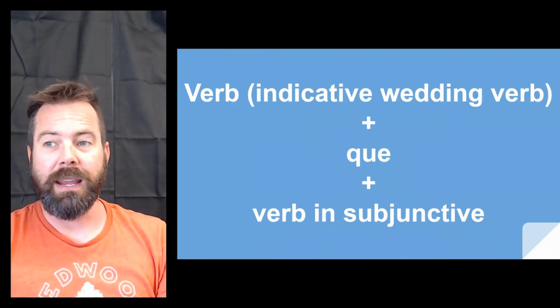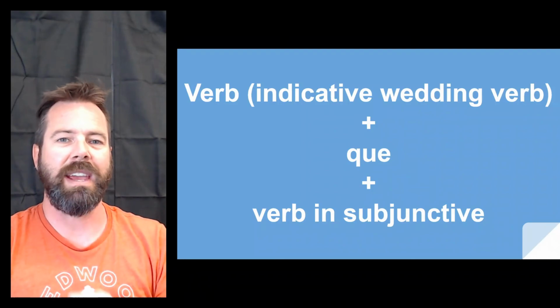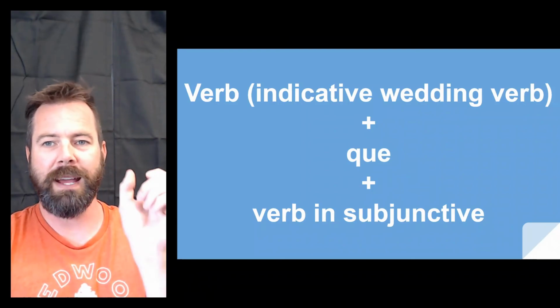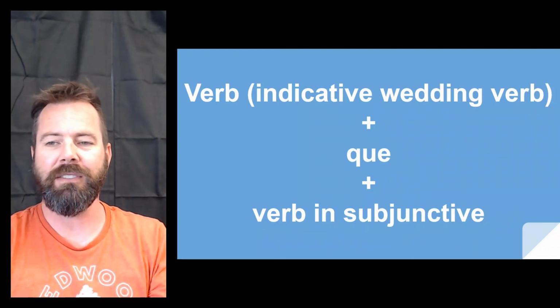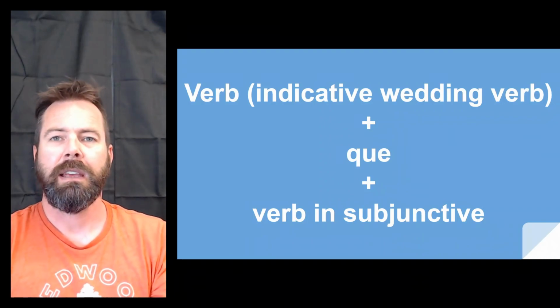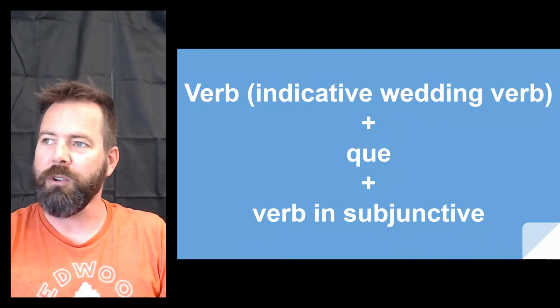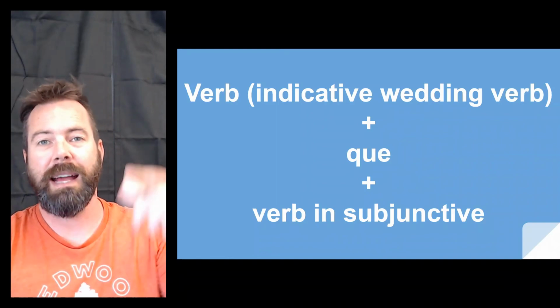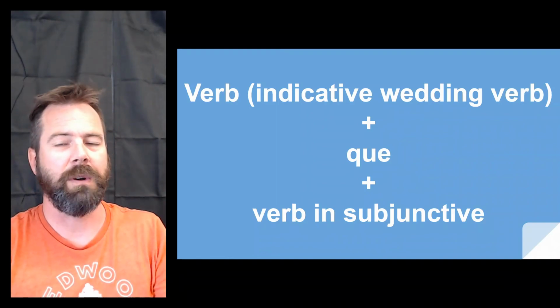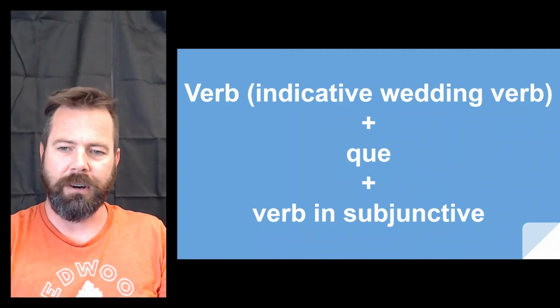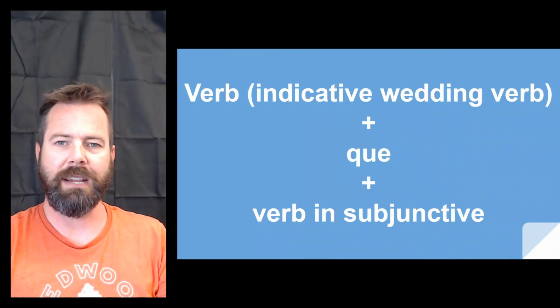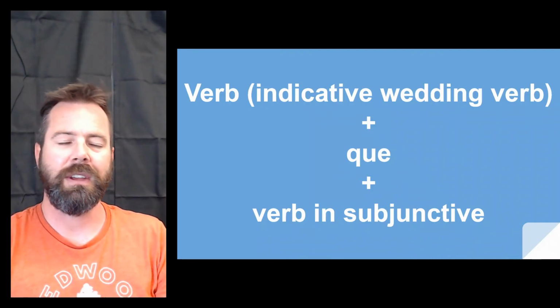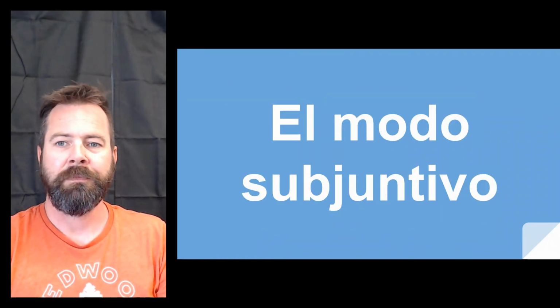Another thing to remember is tenses match, but moods change. Okay? So if you have an indicative wedding verb in present tense, you're going to use present subjunctive. And to begin with, that's all we're going to do is present subjunctive. Subjunctive will have more forms. We're going to do three more forms of subjunctive. However, for now, we're just going to do present. Okay? So remember, tenses match, moods change.